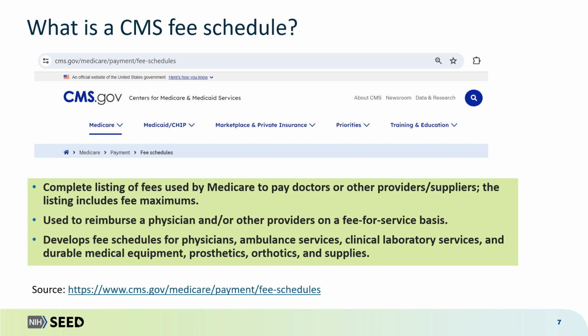On this slide, you can also see where on the CMS website you can locate the fee schedules. So please tune in to the module on navigating those fee schedules to learn more on that topic.